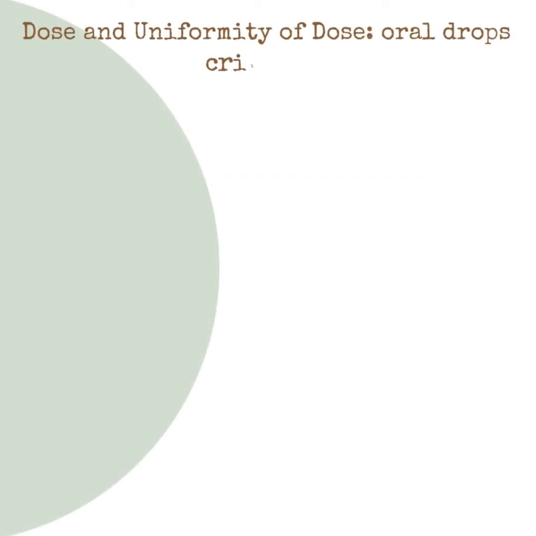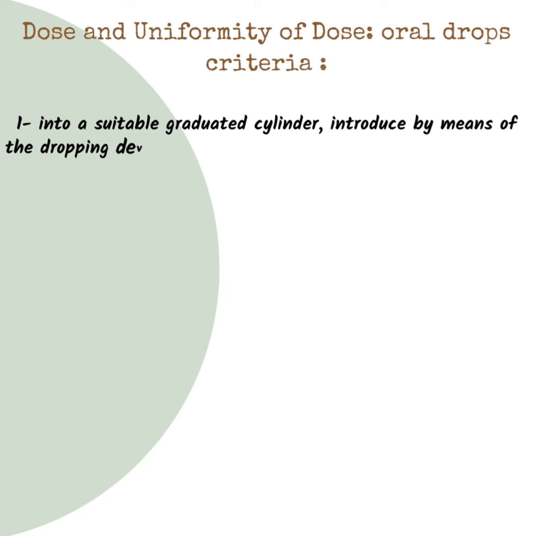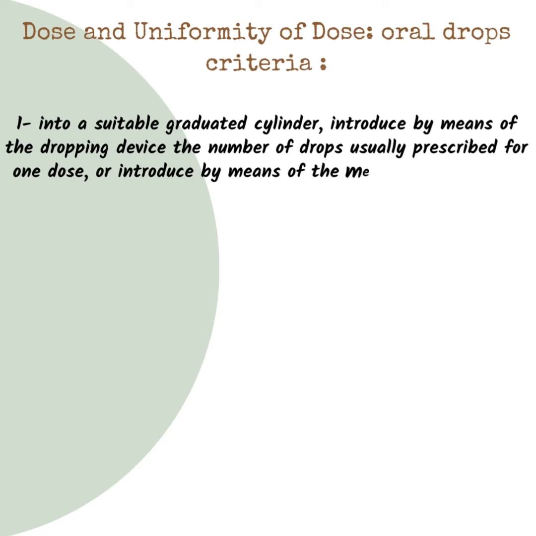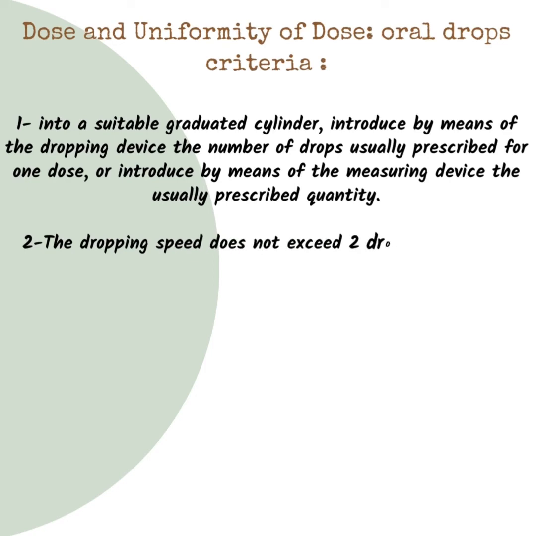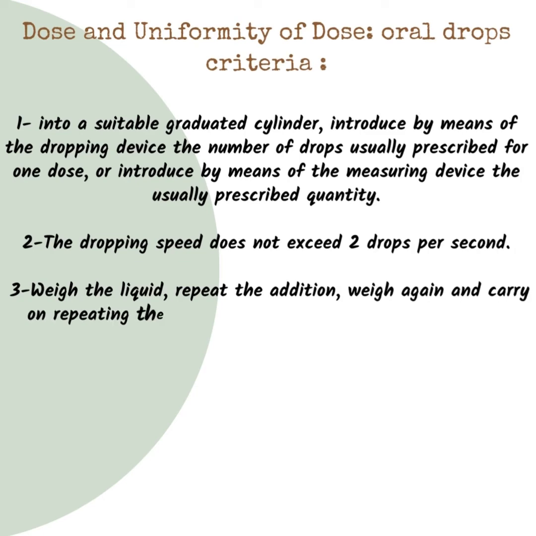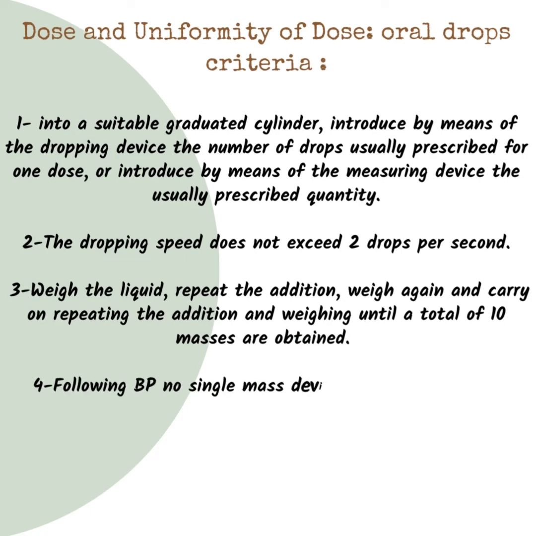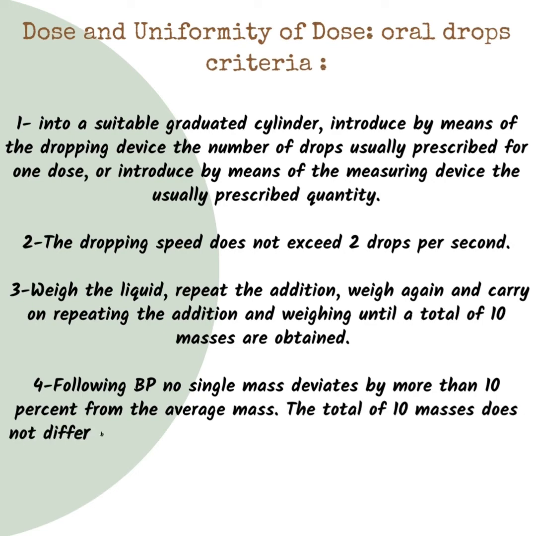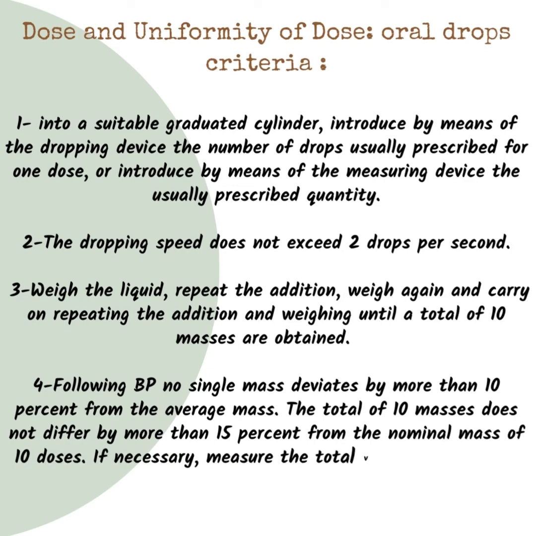Dose and uniformity of dose. Oral drops criteria: put into a suitable graduated cylinder, introduced by means of the dropping device, the number of drops usually prescribed for one dose, or introduced by means of the measuring device, the usually prescribed quantity. The dropping speed doesn't exceed 2 drops per second. Where the liquid is added repeatedly, wait again, taking care on repeating the addition and waiting until a total of 10 masses are obtained. No single mass deviates by more than 10% from the average mass. The total of 10 masses doesn't differ by more than 15% from the nominal mass of 10 doses.